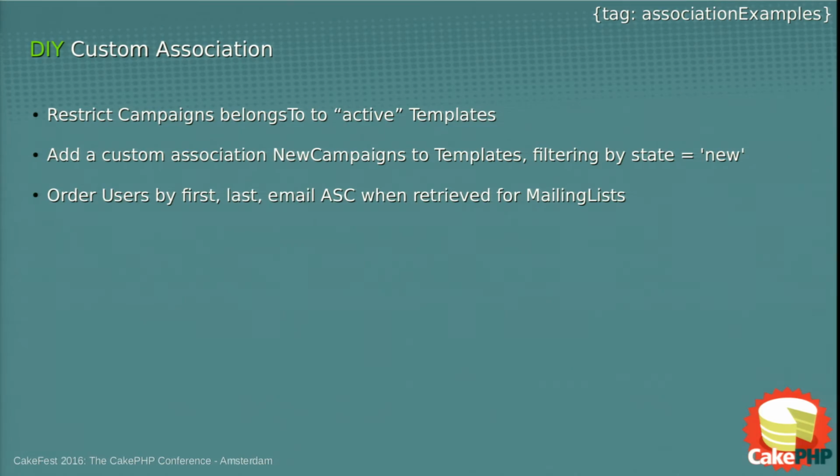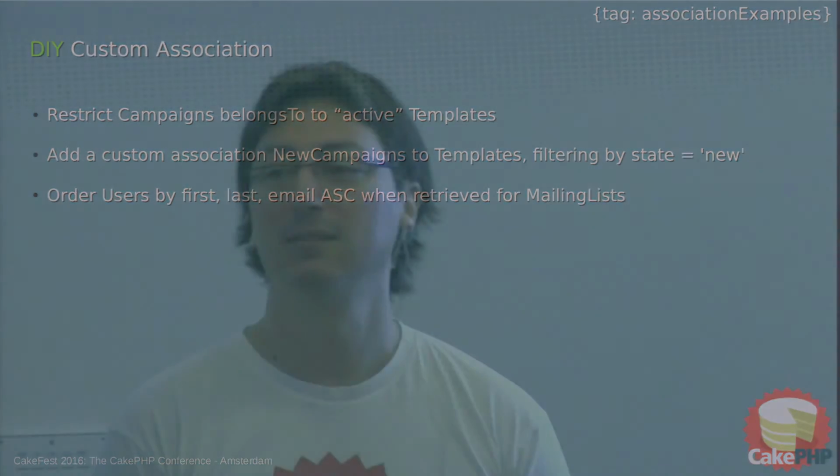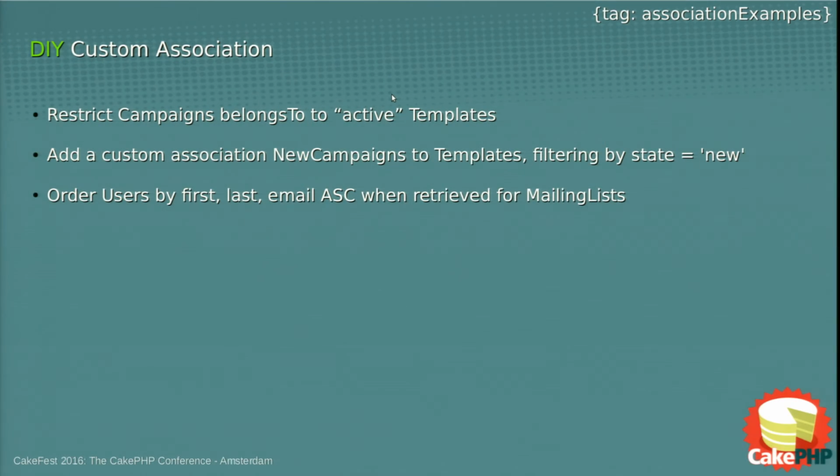Sorry. Could we use a finder already defined in the campaigns table instead of explicitly writing the conditions? Yes. So the question was if we can use a finder already defined in the table, and the answer is yes. We can just put the finder there and it will be applied. You mean it's private or protected, something like that? Okay.